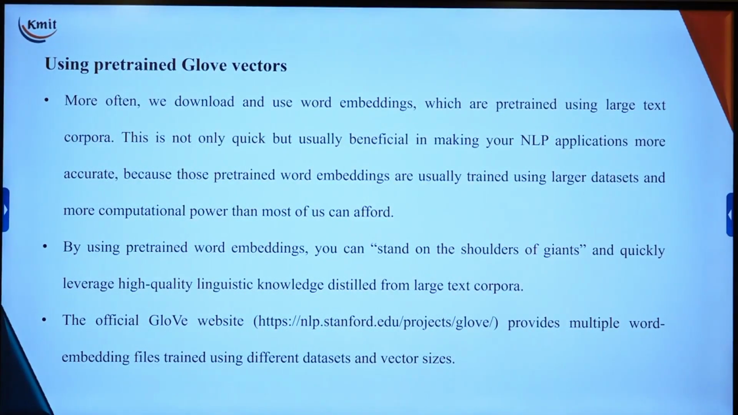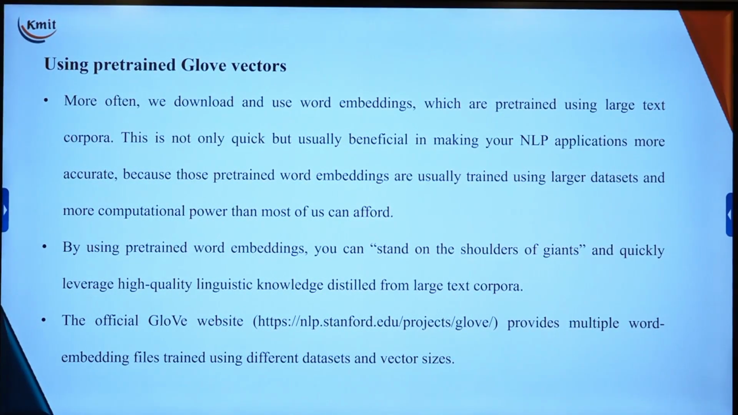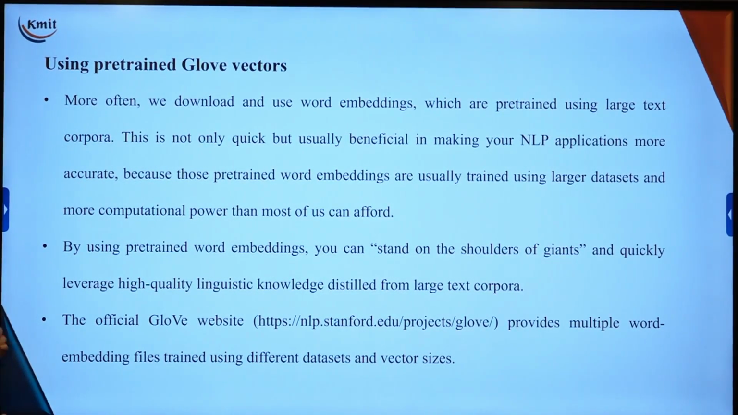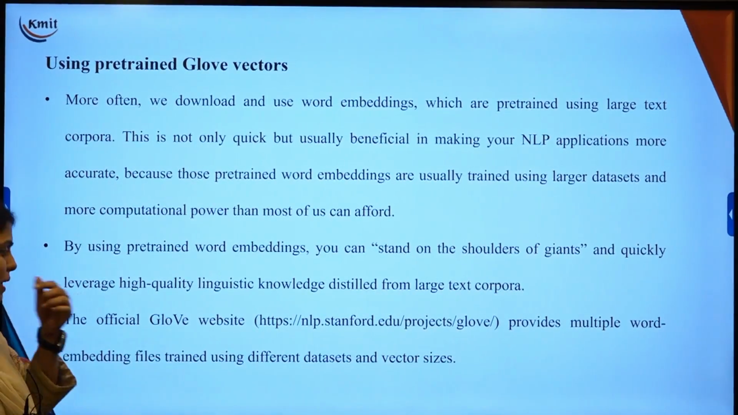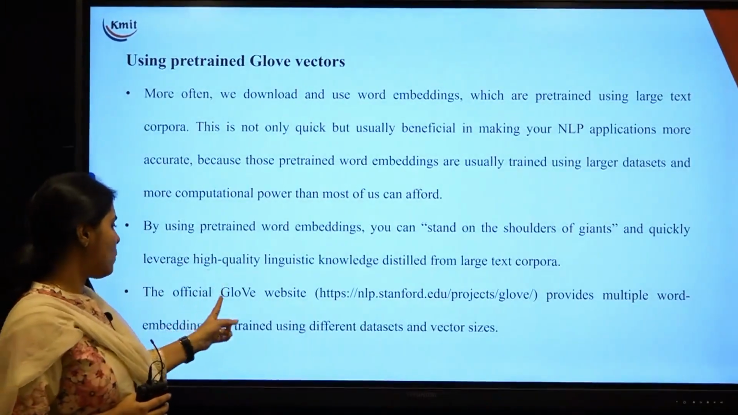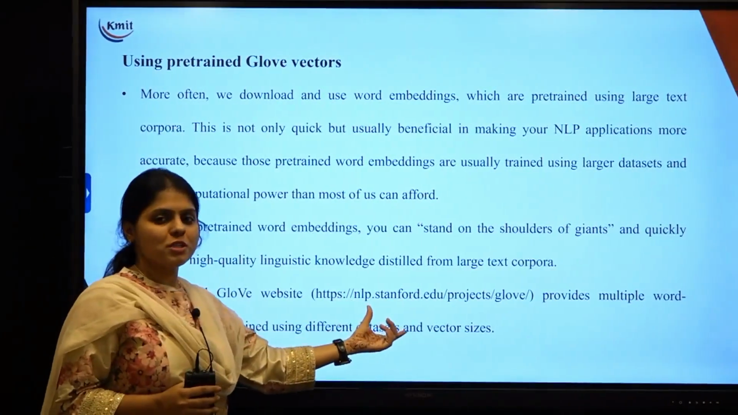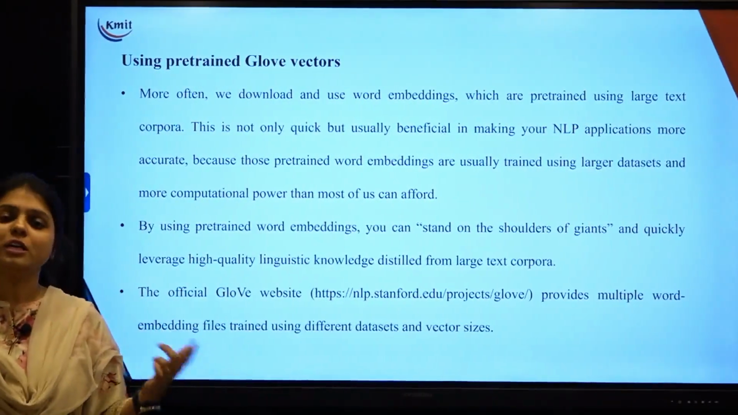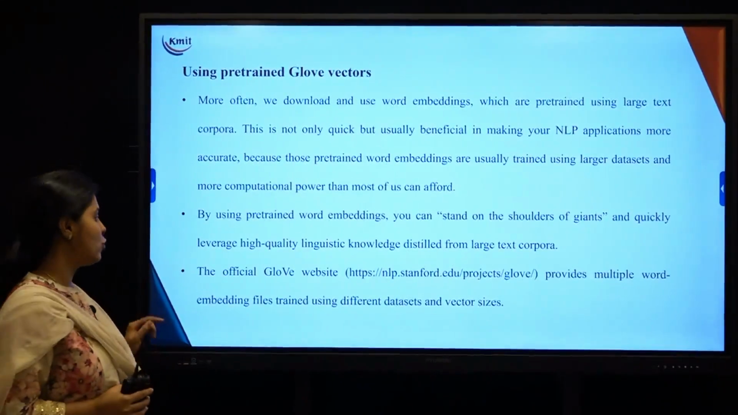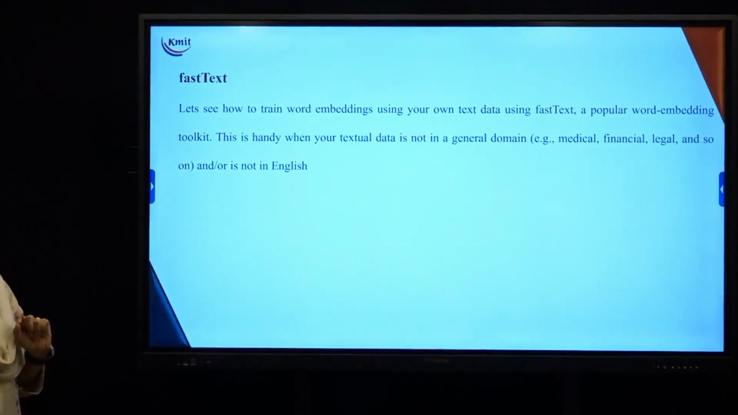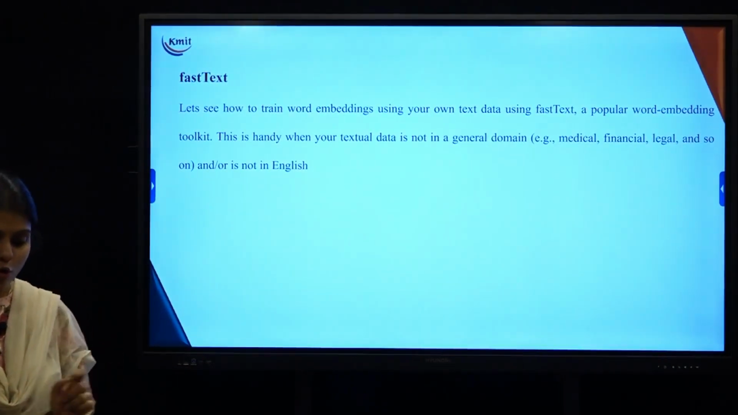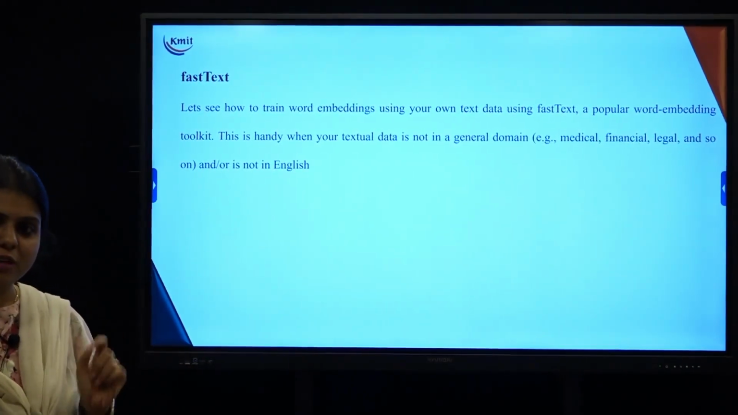That is, you can leverage high quality linguistic knowledge from the existing corpora. If you want to learn more about GloVe, you can visit the Stanford website. GloVe is developed by Stanford University. You can go to this particular URL and check different features which are available for your GloVe word to vector model.